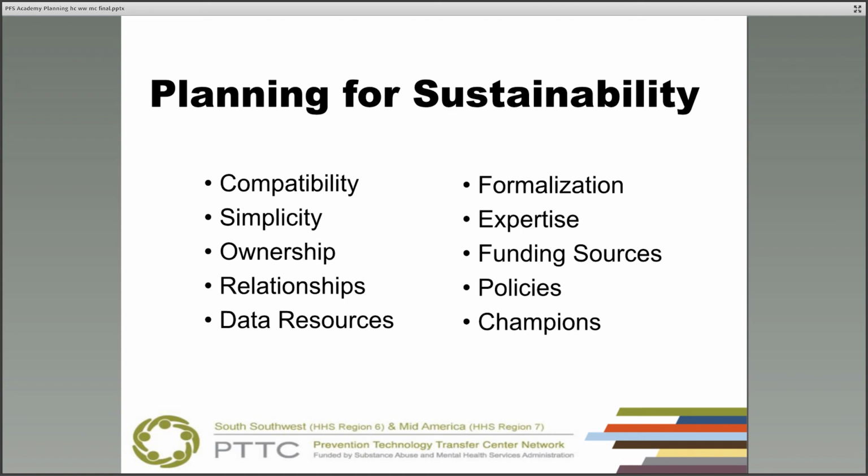I've already talked about compatibility, conceptual fit, cultural fit. That has to happen for successful implementation and for sustainability. The more simple the program or practice is to implement, the more likely it will sustain. This is just common sense. But if you pick a program or practice that's very complex and it has lots and lots of moving parts, over time, that's going to be harder to sustain.